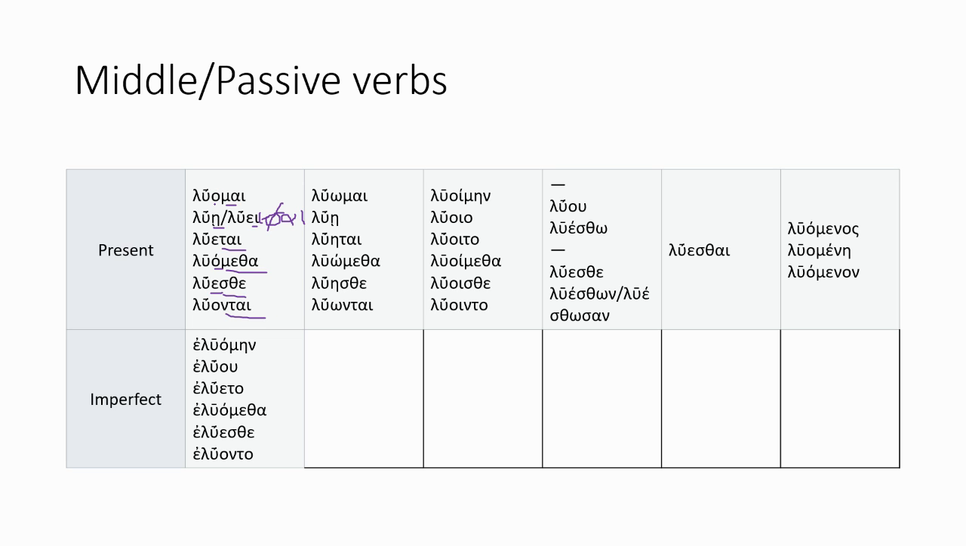And in general, with all these forms, before an nu or a mu, you'll have an omicron, and then elsewhere you'll have an epsilon. So that'll help you distinguish between those.